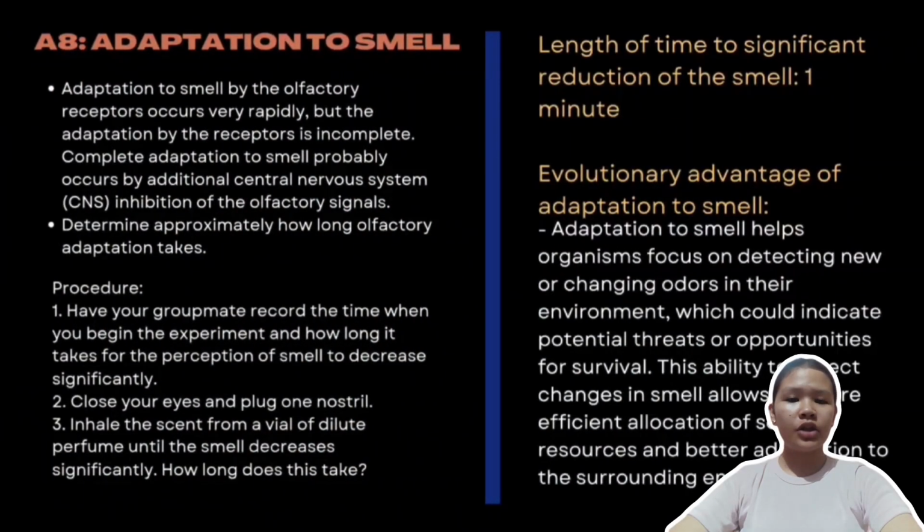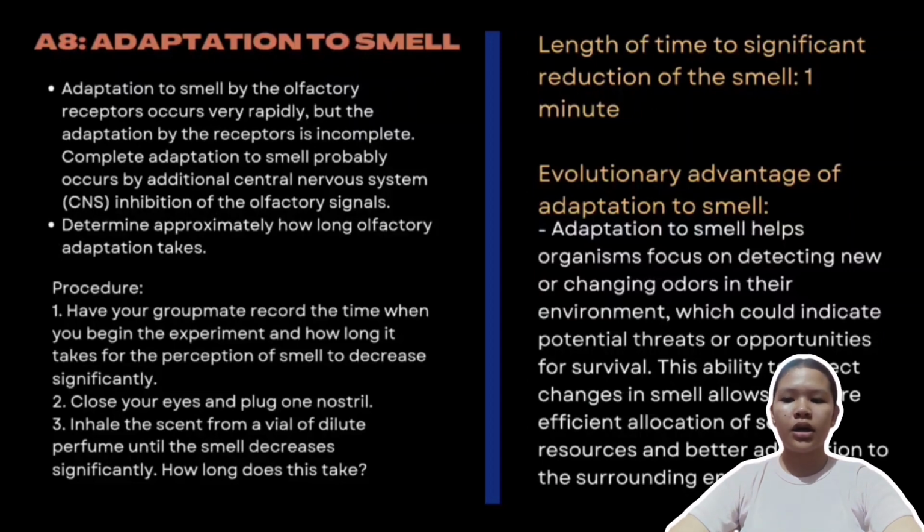Activity 8, Adaptation to Smell. Adaptation to smell by the olfactory receptors occurs very rapidly, but the adaptation by the receptors is incomplete. Complete adaptation to smell probably occurs by additional central nervous system inhibition of the olfactory signals. Determine approximately how long olfactory adaptation takes.